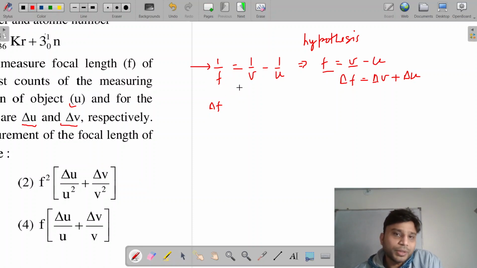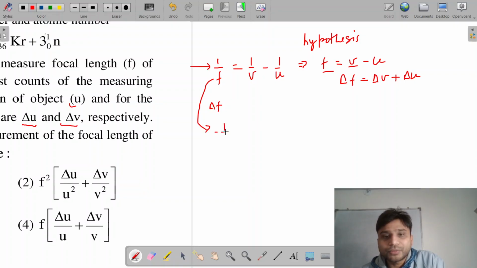The answer is no. It requires us to do some kind of calculation with this expression. So we'll be looking for df, that is, the error in focal length. So we want to do some differentiation.